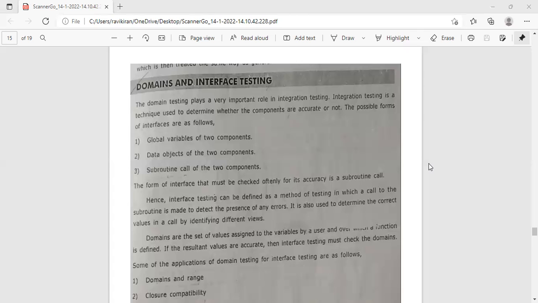Here the possible forms of interfaces are as follows. First one is global variables of two components. Second one is data objects of the two components, and third is subroutine calls of the two components. These three are interfaces.